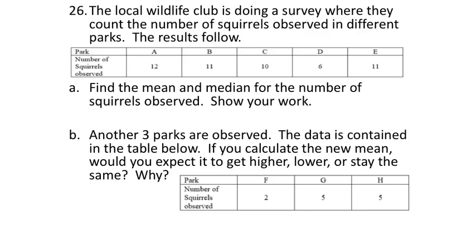26 here, the local wildlife club is doing a survey where they count the number of squirrels observed in different parks. Here are the results. So we want to find the mean and median for this number of squirrels observed. And then it looks like part B, we're going to add 3 more parks, and we'll figure out new mean and medians for those. So let's go ahead and look.